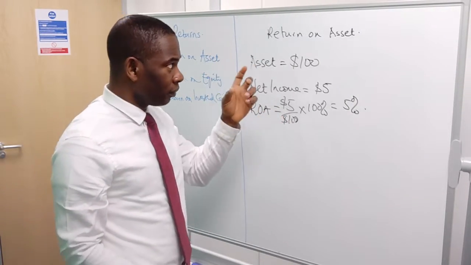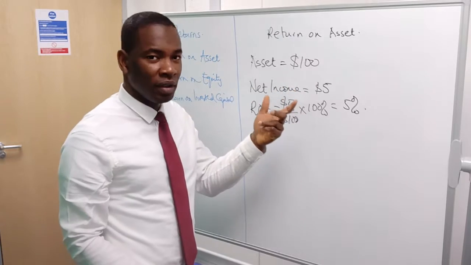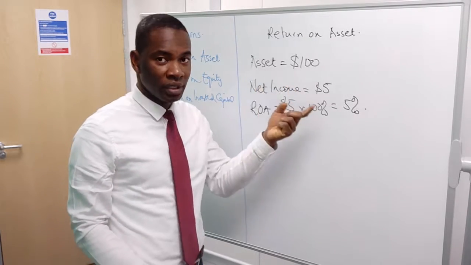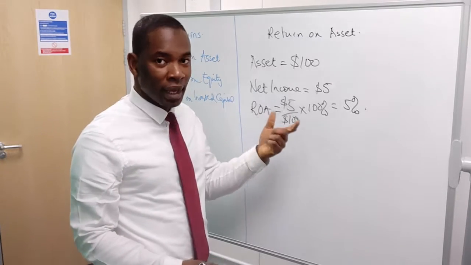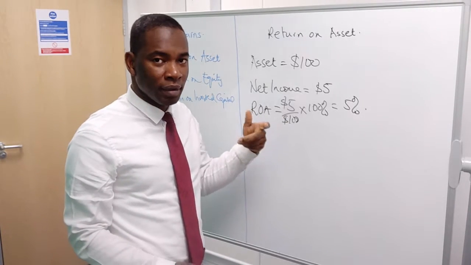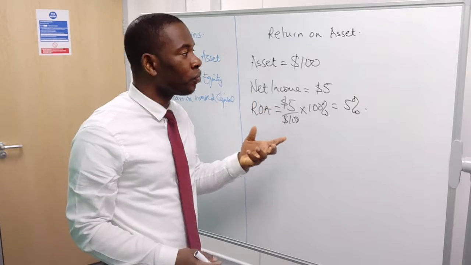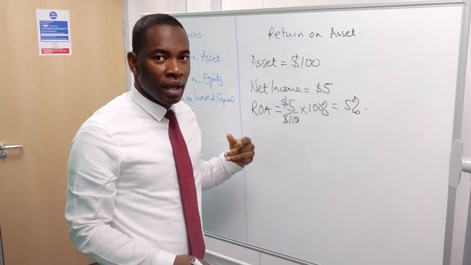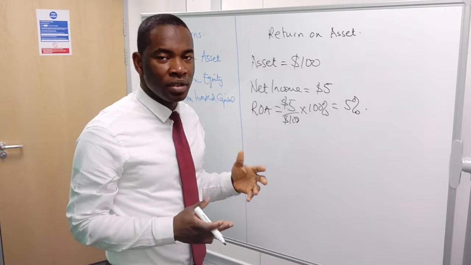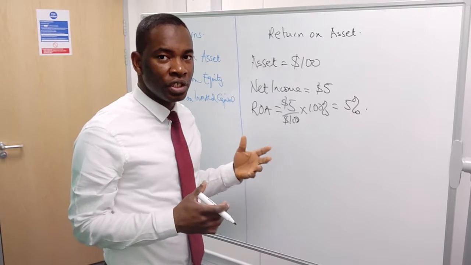This works mostly for financial institutions. Especially if you are trying to look at the performance of banks, you'll be looking mostly at the return on asset, how they use customers' deposits to generate return for the shareholders.